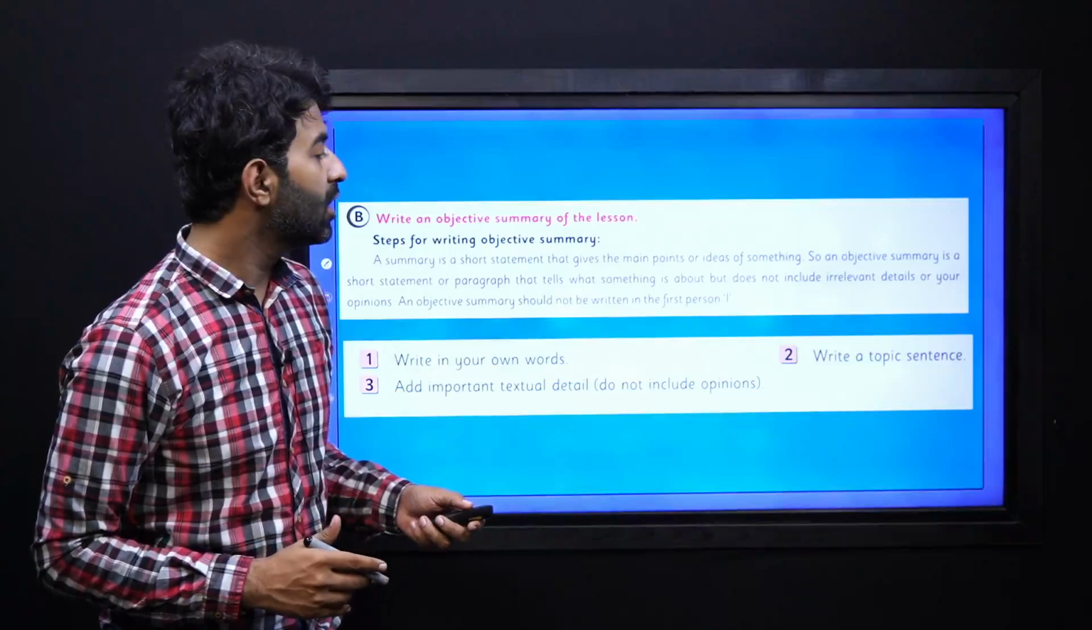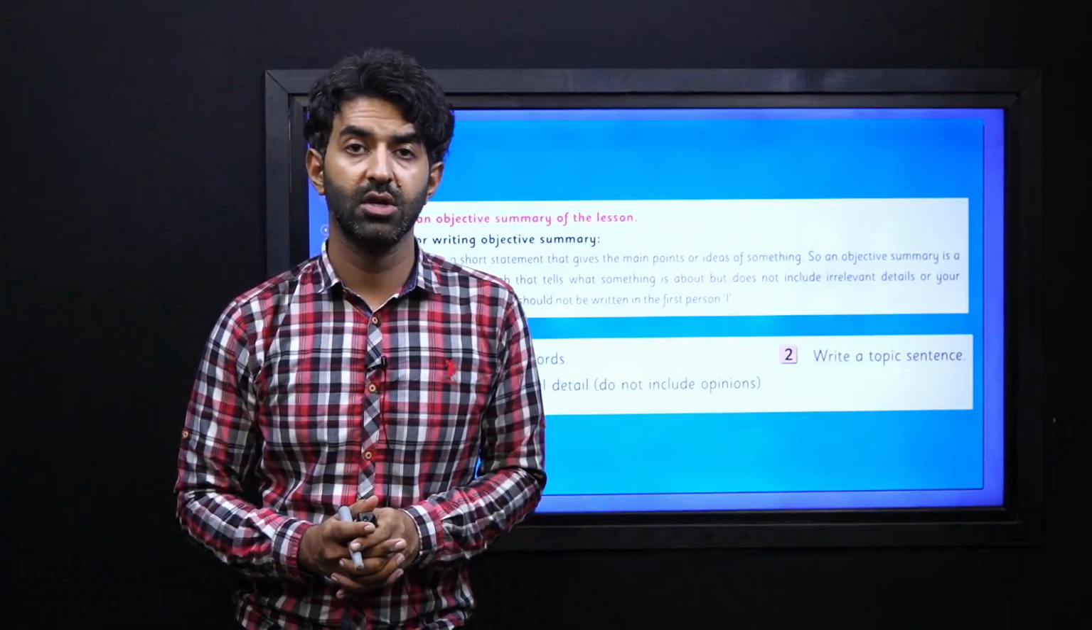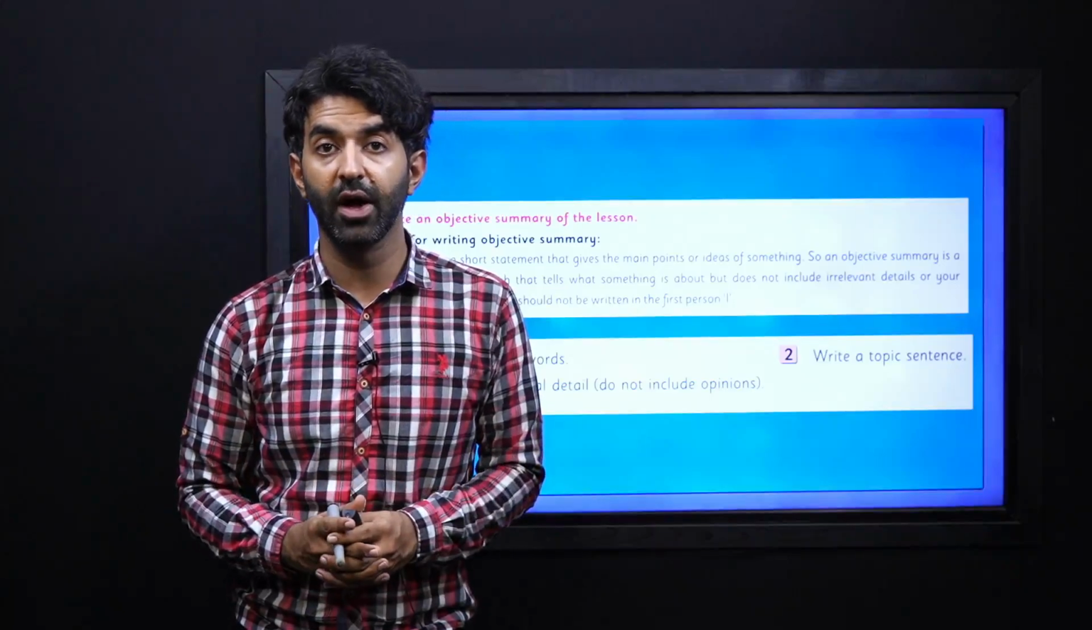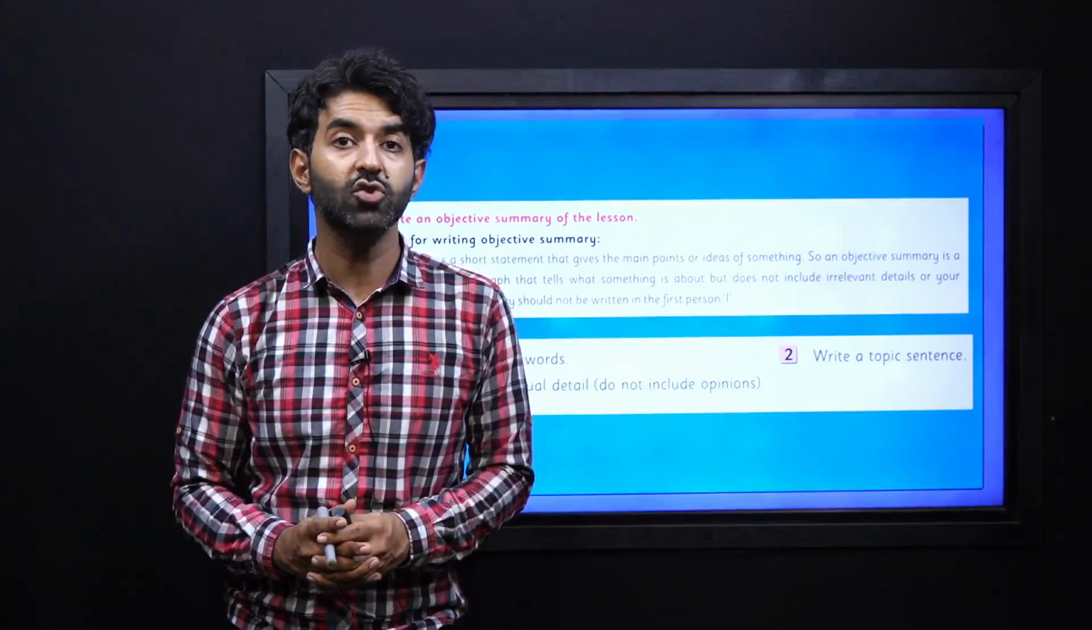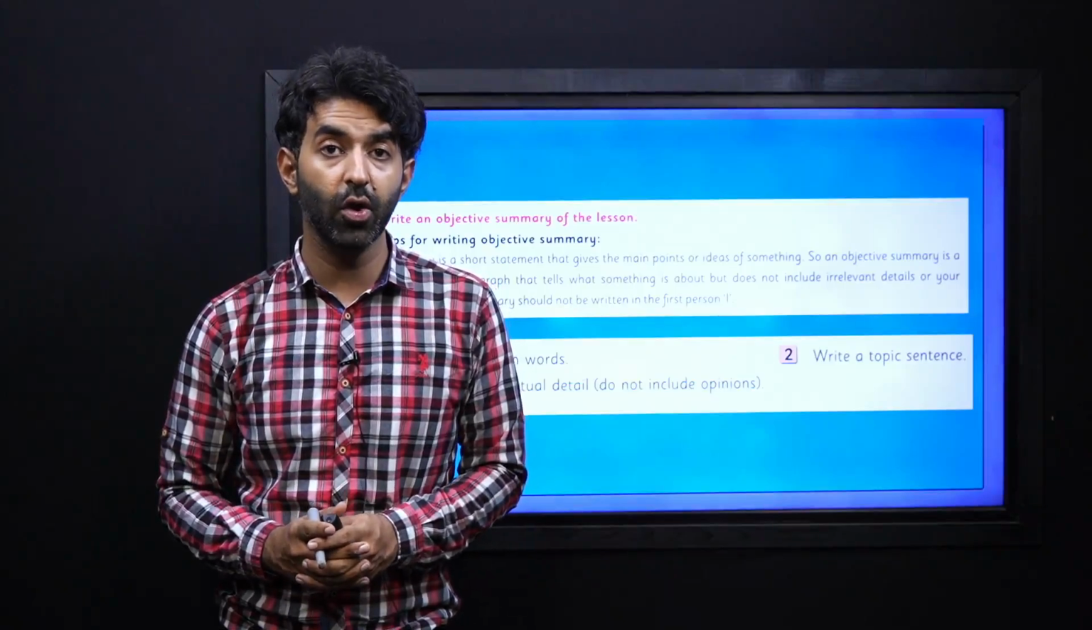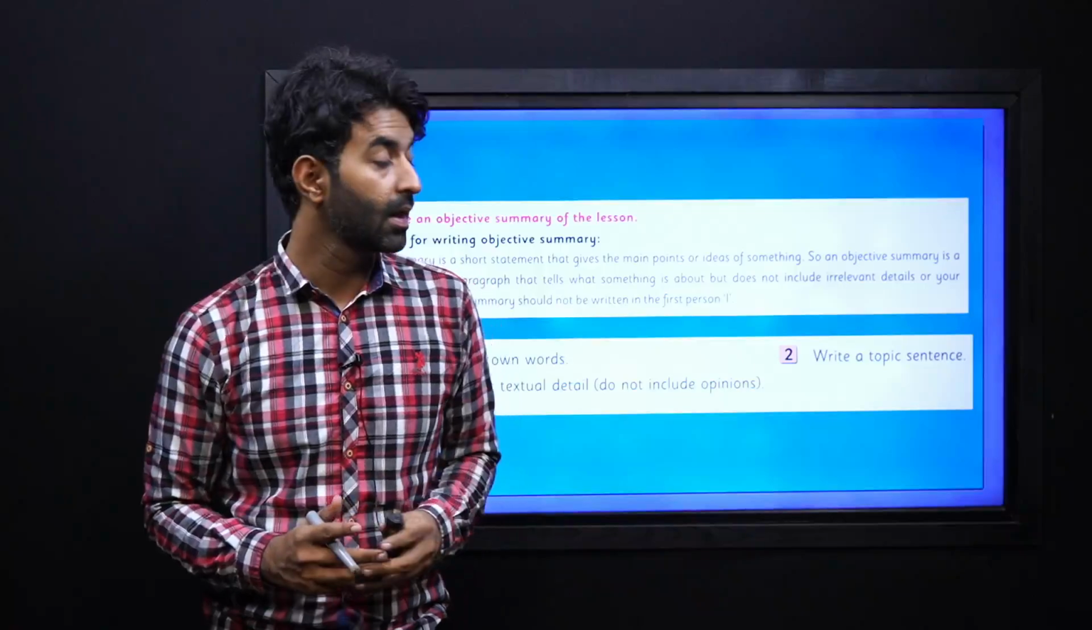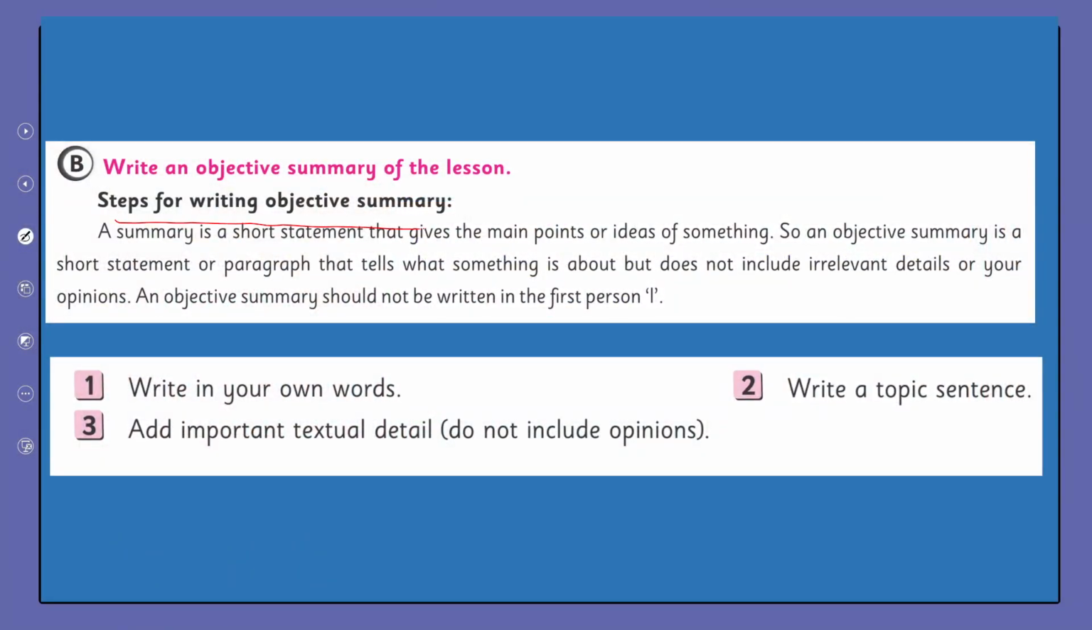Now, after learning about the descriptive composition and how you can compose one efficiently and correctly, let's talk about summary writing. We are going to talk about objective summary. So, here are some steps for writing an objective summary. This is taken from your book. A summary is a short statement that gives the main points or ideas of something. So, an objective summary is a short statement or paragraph that tells what something is about but does not include irrelevant details or your opinions.